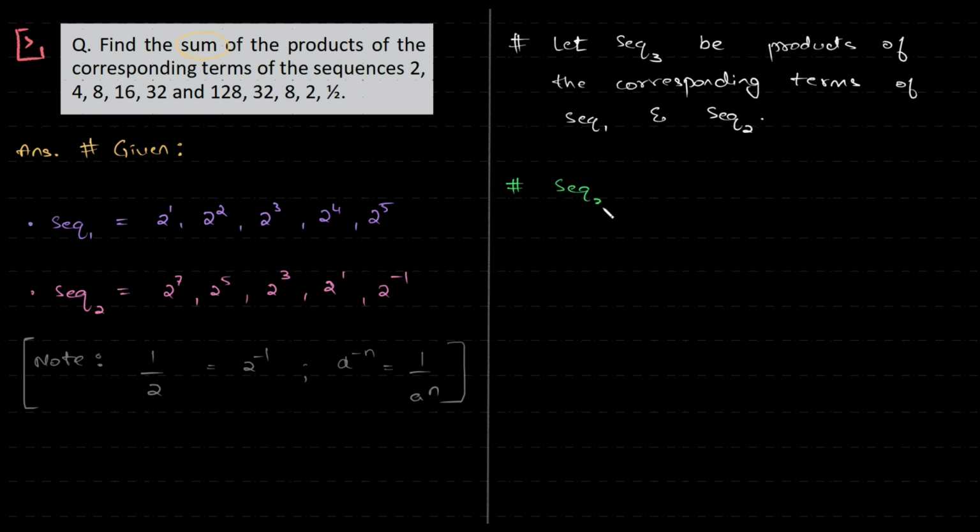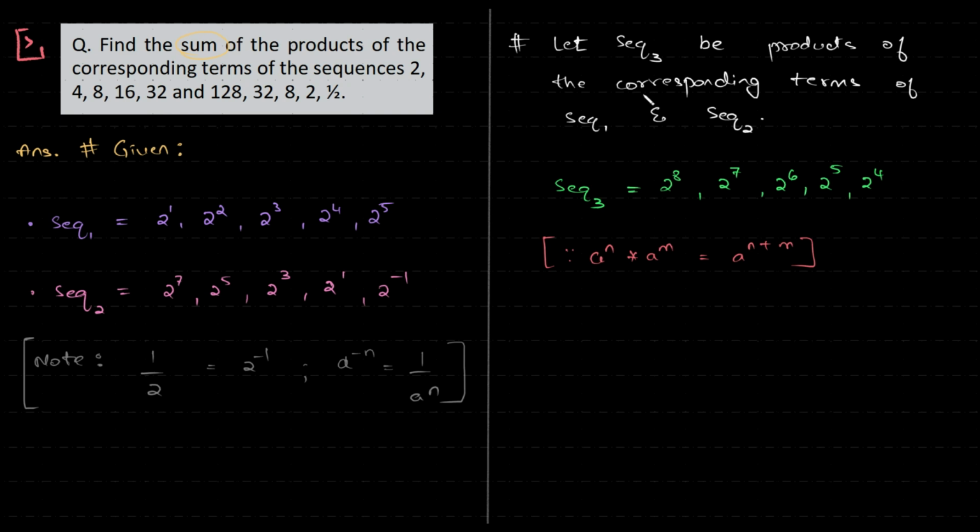So sequence 3, let me actually complete this. This is 2 to the power of 8, this is 2 to the power of 7, this is 2 to the power of 6, 2 to the power of 5 and 2 to the power of 4. How am I able to get this? This is from the identity a to the power of n into a to the power of m, which is a to the power of n plus m. All I had to do was multiply this set of values.